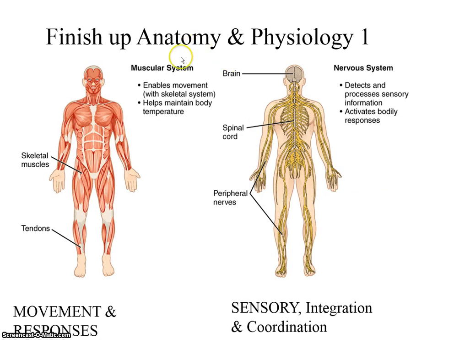All right, so finishing up Anatomy and Physiology 1, we have the muscular system, and then the nervous system. So the muscular system: movement and responses. We're going to come back and talk about responses after this section, but that's its job. Move. This is the system and the tissue, because remember, muscle is one of the 4 types of tissues, that will move things internally and move you externally.